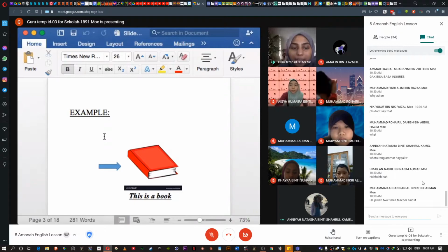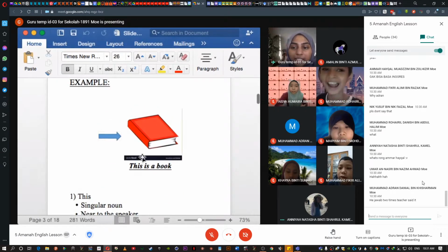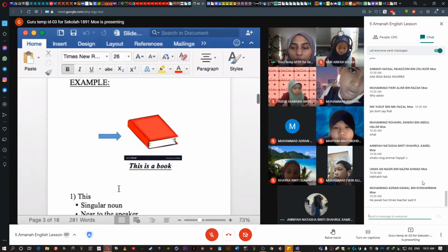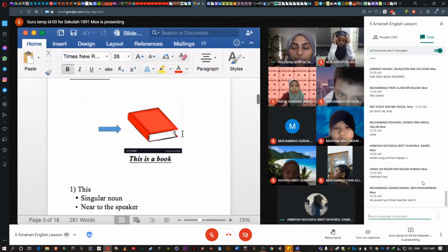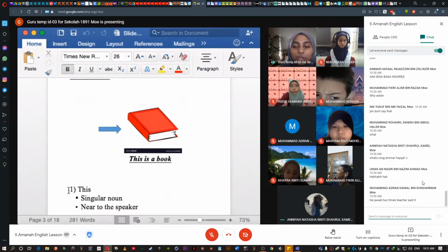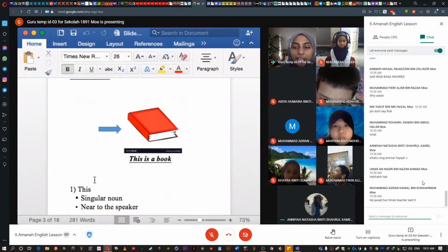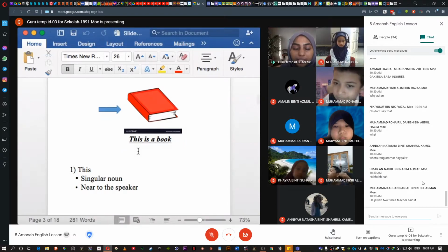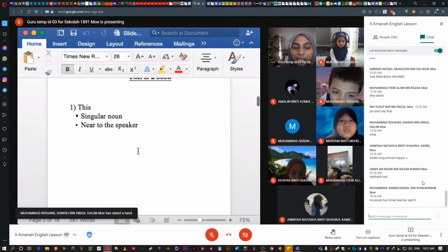Okay, as an example, this is a book. So, we use this because it's singular noun. As you can see, we have one book here. So, it's singular, we use this. And it's near to the speaker. Ia berdekatan. And dia single. So, we use this. Okay, for example, number two.